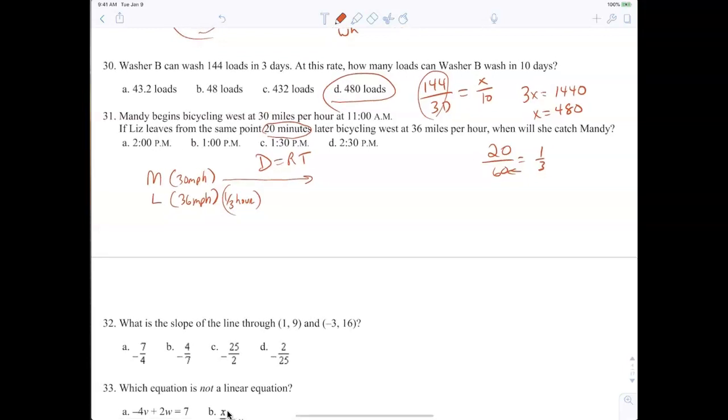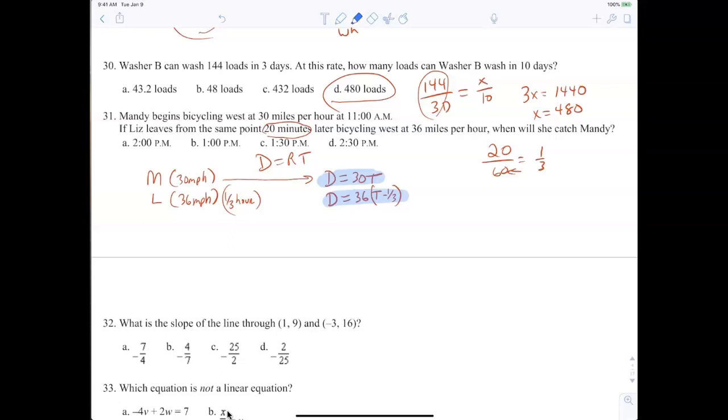Now Liz is behind, so she's got to pedal faster to catch up, right? So we don't know how long Mandy is going to be traveling. So her distance is going to be 30 times t. We don't know her time. We do know that Liz started 1/3 of an hour later, so she's traveling at t minus 1/3 of an hour. So this is what Mandy is traveling, 30t, and this is what Liz is traveling.